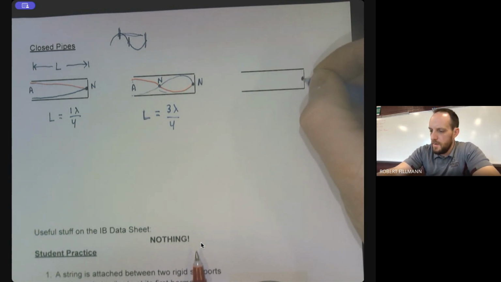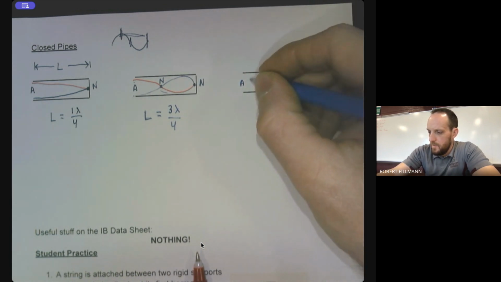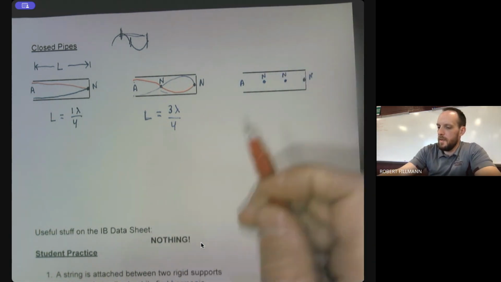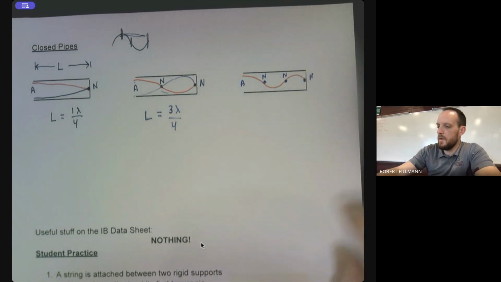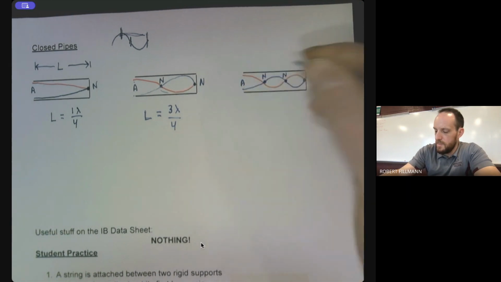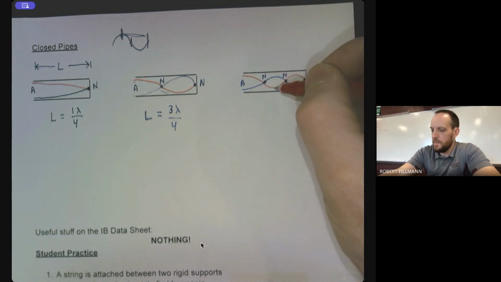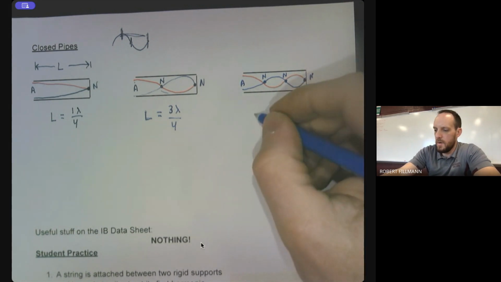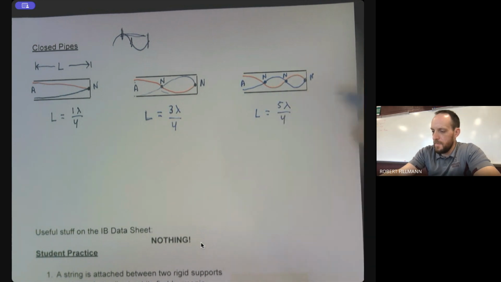Think you know what the next one after that is? Let's see, node, antinode. We had one node, let's pop 2 nodes in between. Node, node. We're going to look something like this. Next standing wave that fits in there, a higher frequency. How much of a wave are we looking at here? Well, we go from crest back to crest again. That's a whole wave, and then another quarter of a wave thrown in, so a whole wave and a quarter. So here we see L is equal to 5 lambda over 4.